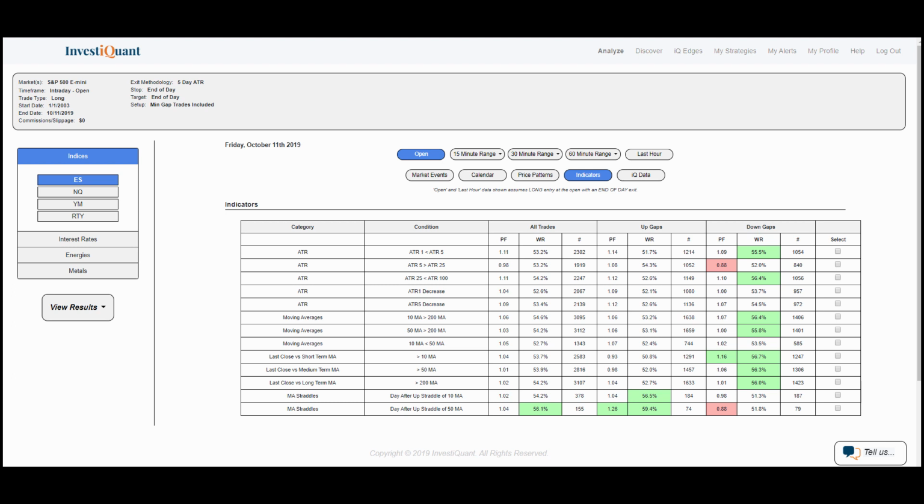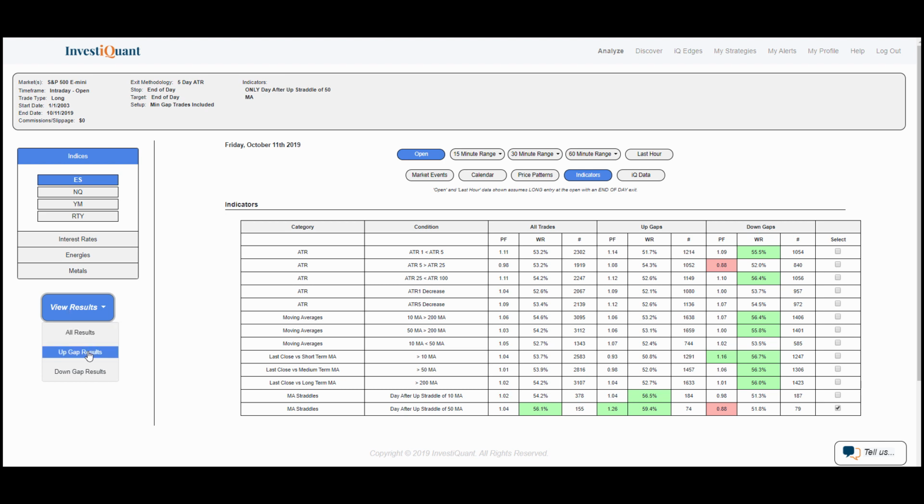I saw a rare pattern show up on the Analyze section today called an upstraddle of the 50-day moving average. And all that means is one day closed below the 50-day moving average, followed by a day that closed above the 50-day moving average. So it doesn't happen all that often, but I wanted to go ahead and take a look at it with you and show something interesting about it.